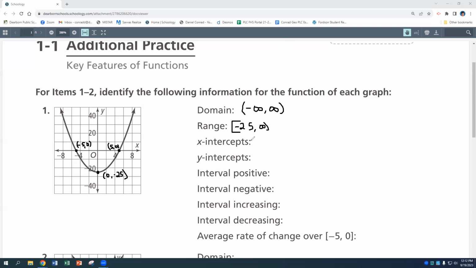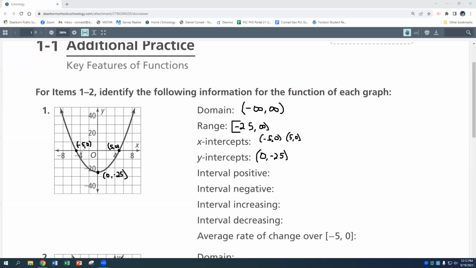Your x-intercepts we already have: (-5, 0) and (5, 0). Those are the points where the function crosses the x-axis. And then your y-intercepts are where the function crosses the y-axis. So our y-intercept is going to be (0, -25). Okay, and it just crosses once, so just one y-intercept.